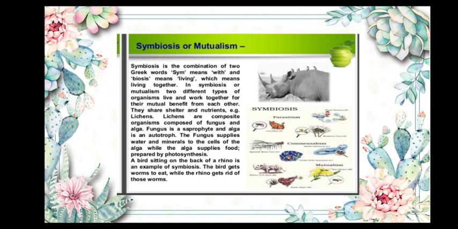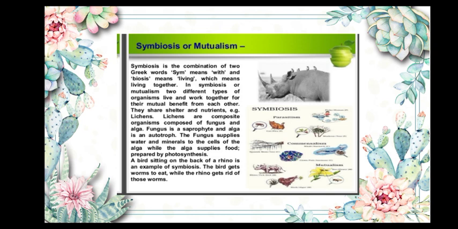Example: lichens. Lichens are composite organisms composed of a fungus and an alga. The fungus is a saprophyte and the alga is an autotroph. The fungus supplies water and minerals to the cells of the alga, while the alga supplies food prepared by photosynthesis. You can see in this process, the fungus and alga help each other to nourish each other.